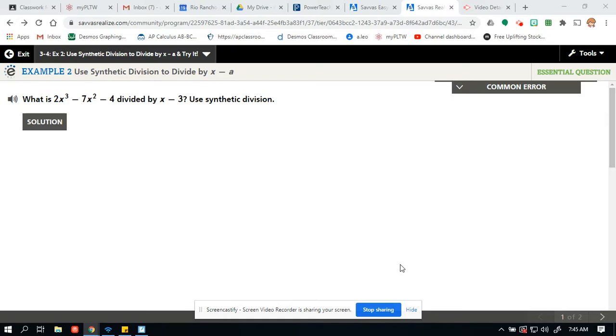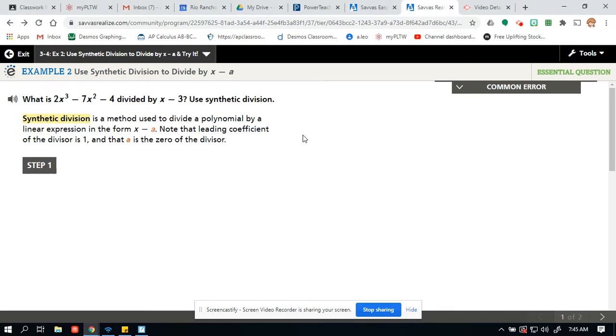So looking at this, let's talk about what synthetic division is. Synthetic division is a method used to divide a polynomial by a linear expression in the form of x minus a. Note that the leading coefficient of the divisor is 1, and that a is the 0 of the divisor, or the solution. If I had x minus a equals 0, then our solution would be a.